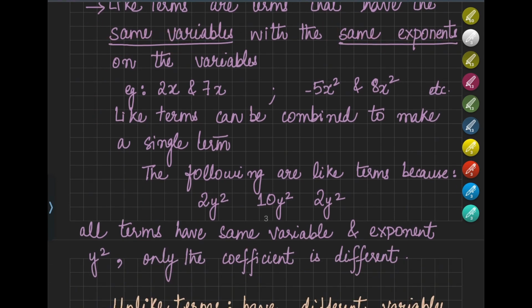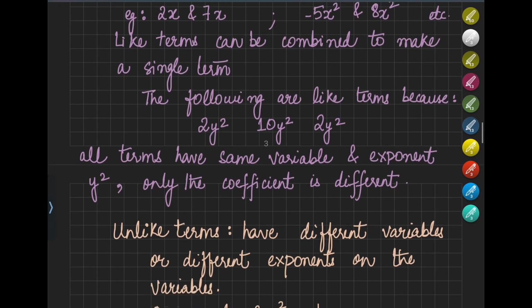And when they are like terms, they can be combined to make a single term. Like if I want, I can add 2x plus 7x, I can subtract 2x plus 7x. Similarly, here I can add and subtract minus 5x square and 8x square.